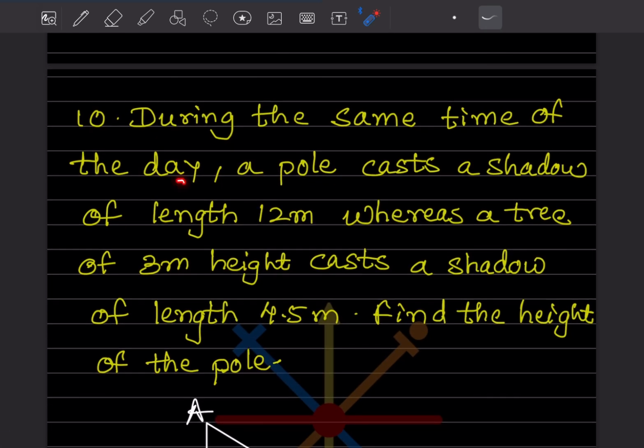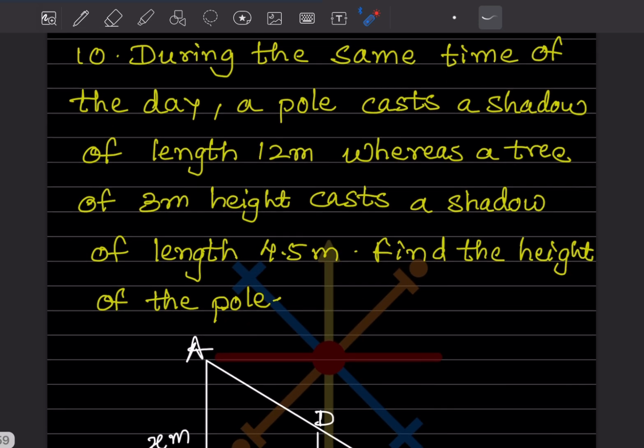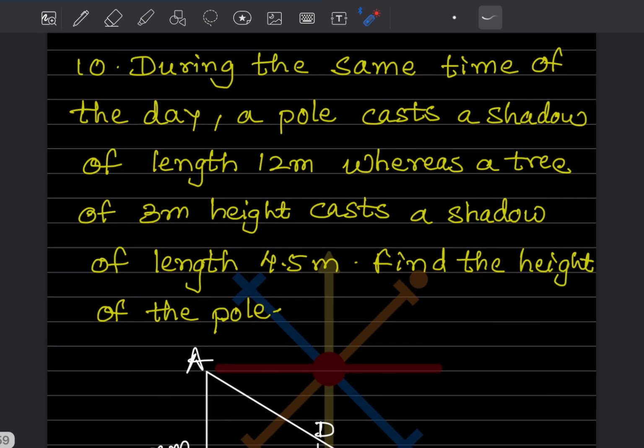During the same time of a day, a pole casts a shadow of length 12 meter, whereas a tree of 3 meter height casts a shadow of length 4.5 meter. Find the height of the pole. It's similar. So now see here what they have asked: find the height of the pole.